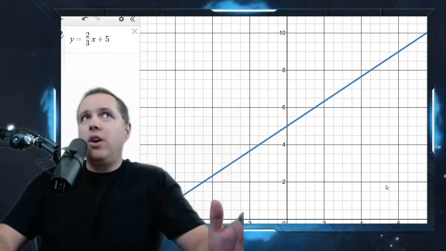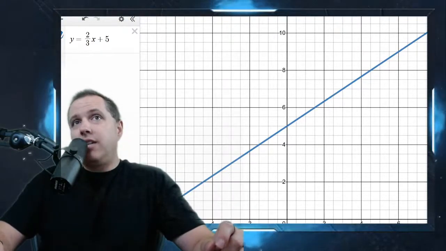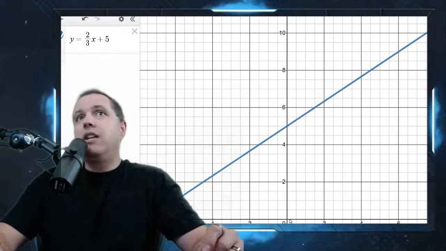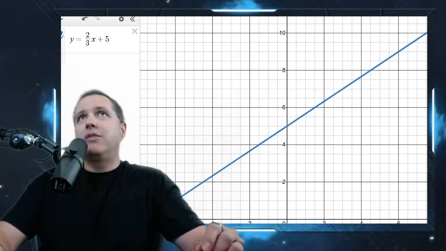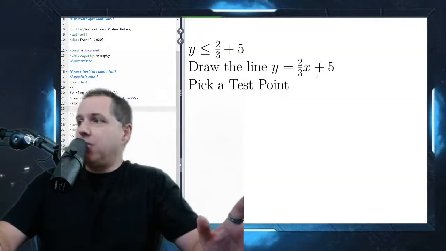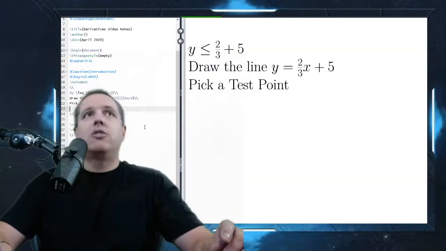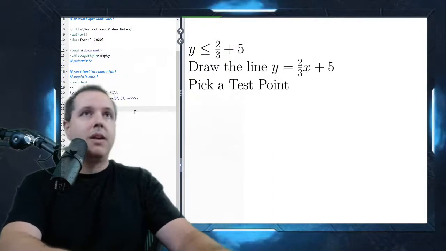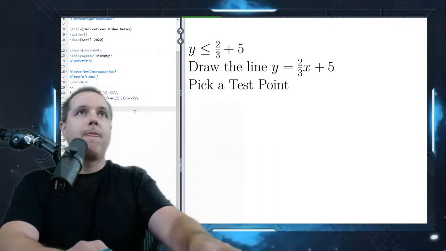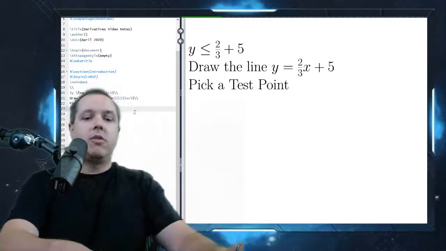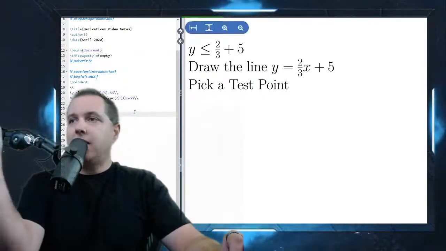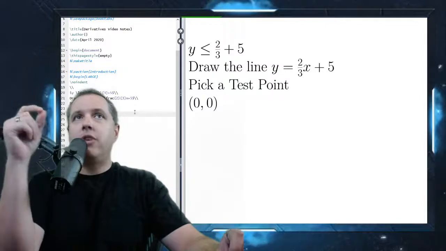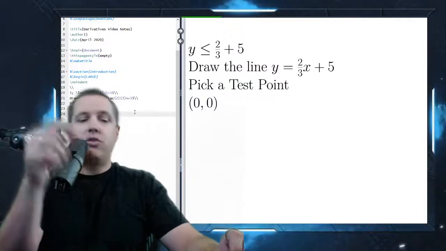0, 0 is a nice one to pick, because that one's real easy to plug in. You can't do that if the line goes through 0, 0, but in this case it's nice. Let's take 0, 0. But any test point will work as long as it's not on the line. So let's pick a test point. How about we pick 0, 0. That gives me an x value of 0, a y value of 0. Now we're going to plug that into our original inequality.